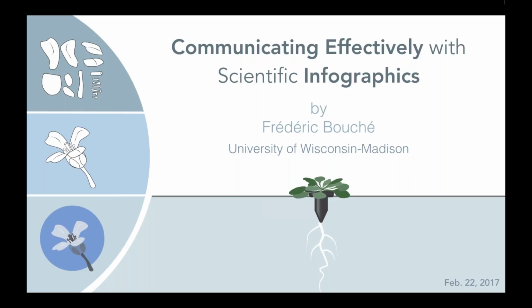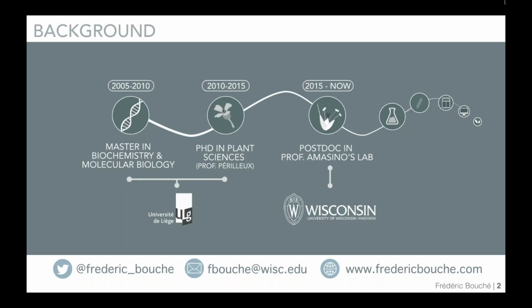So my name is Frederic Bouche. I'm a postdoc at the University of Wisconsin-Madison in the lab of Professor Amatino. And before going much ahead into the infographics topic, I will just speak a bit about my background. So I'm from Belgium. I did my master in biochemistry and molecular biology at the University of Liège, and I did a PhD in plant science in the Professor Perrier's lab, where I worked on the flowering time regulation in Arabidopsis thaliana. And since December 2015, I am a postdoc in the Professor Amatino's lab at the University of Wisconsin-Madison.